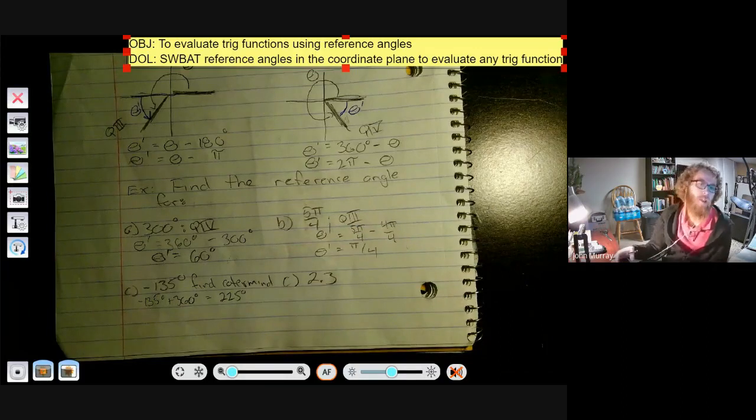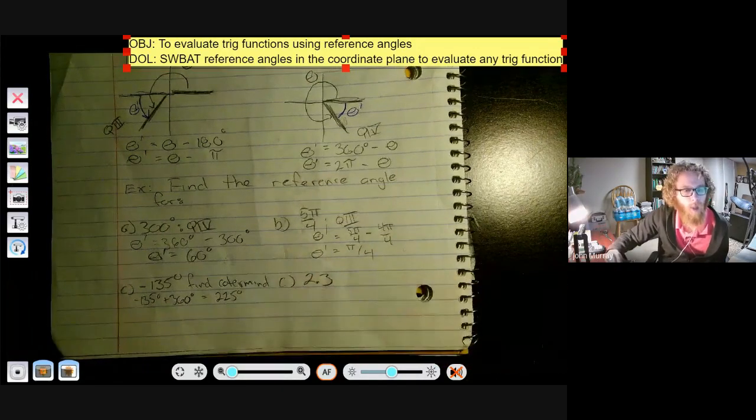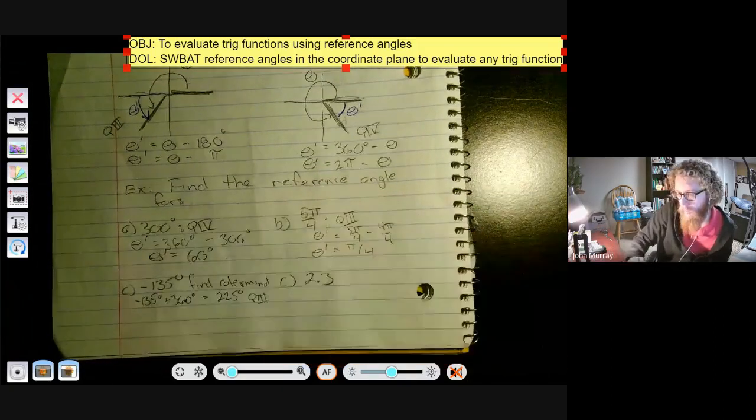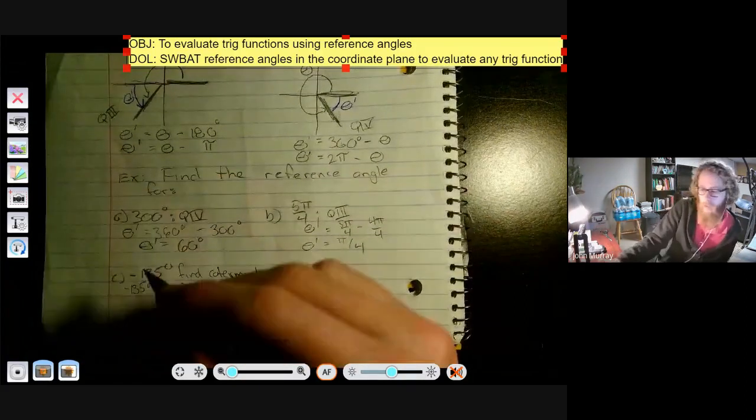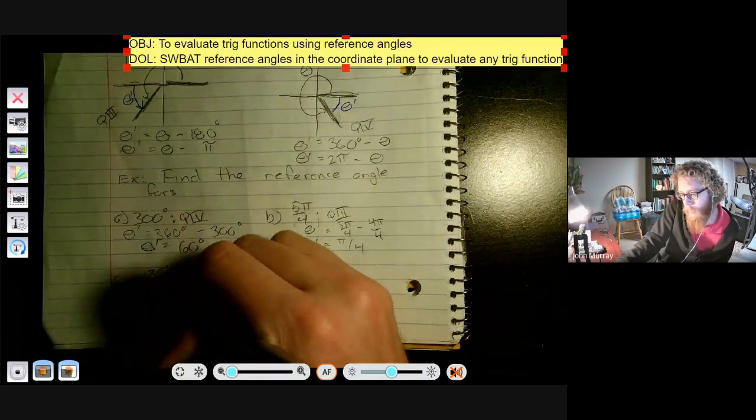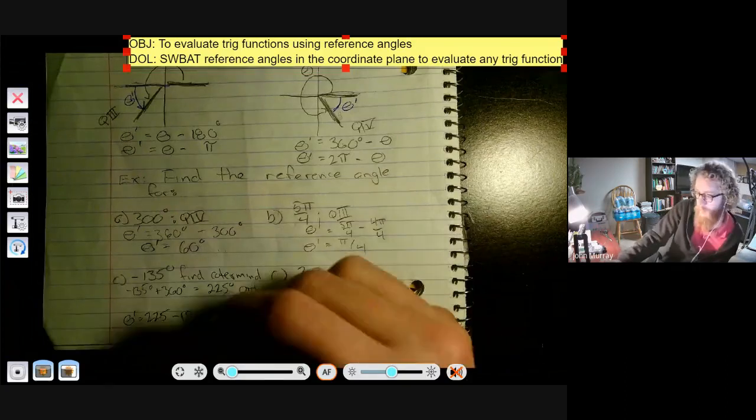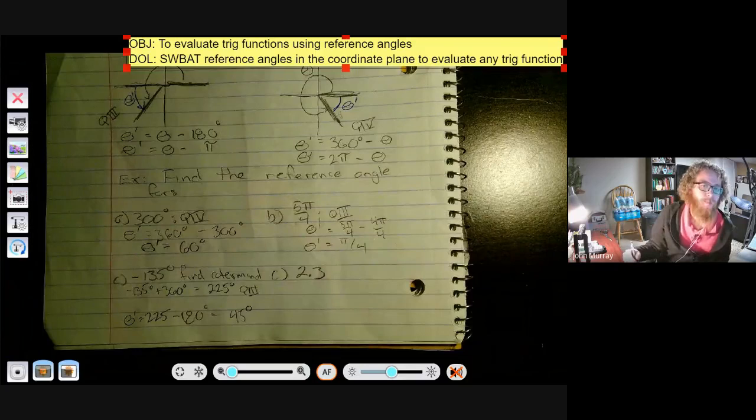Okay, so if you're given something that you're unsure of, always add or subtract 360 or 2 pi to find that coterminal angle. Again, here we're in quadrant 3, so I apply the same rule here, but now I'm going to do 225 minus 180. Right, and when we subtract that, we get 45 degrees.